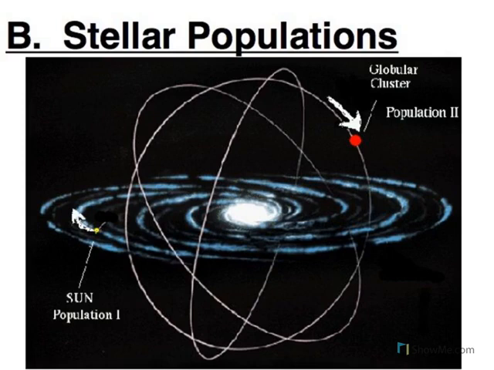Stellar populations. When we look at our own galaxy and at other spiral galaxies, it turns out that we can divide the stars into two main groups, and we call those groups stellar populations.